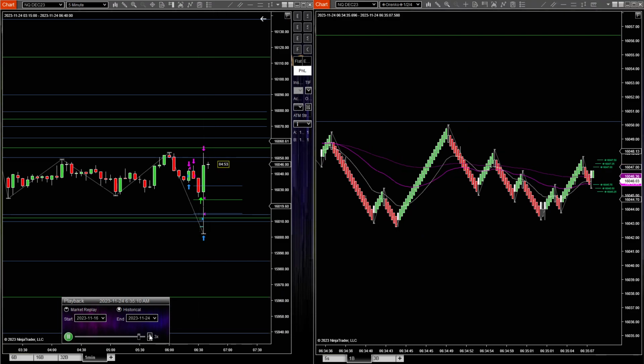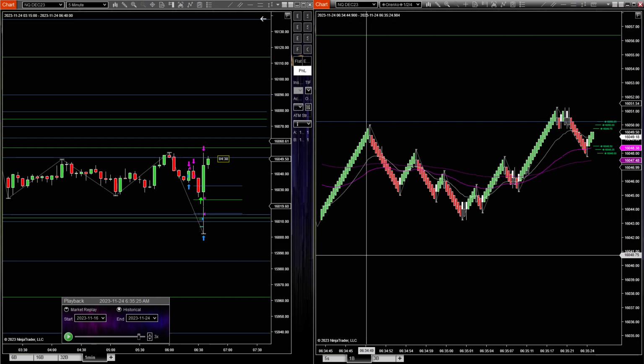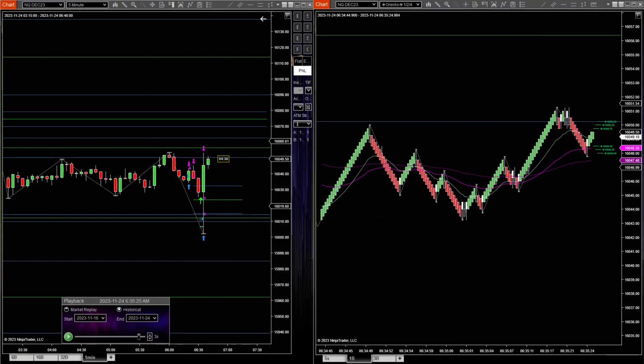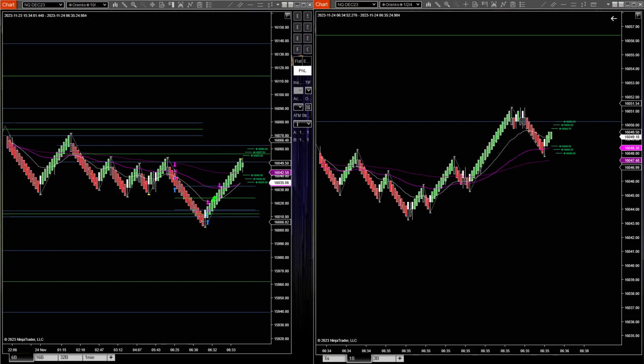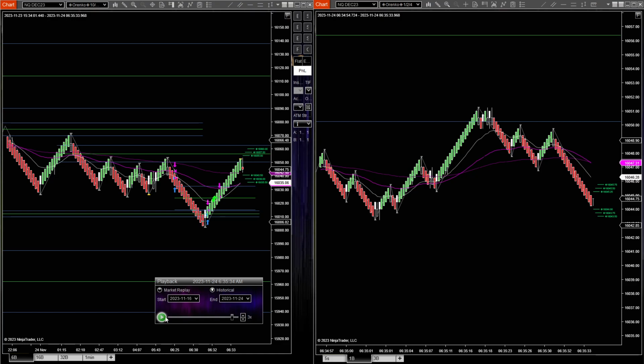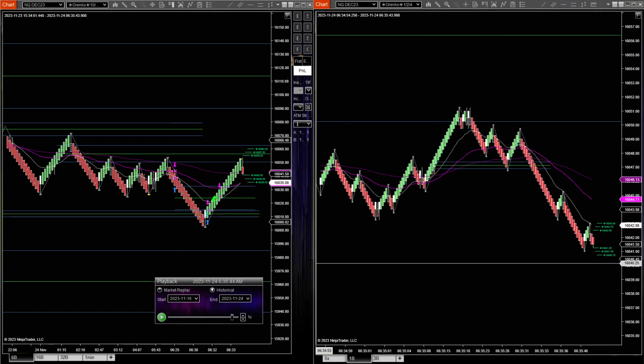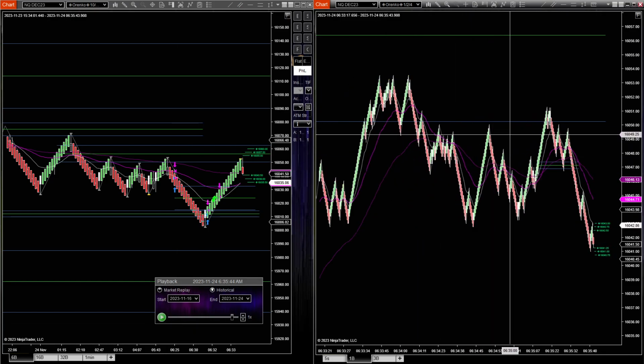An hour in. Bang, bang. Let's see where she goes from here. So we broke slow. Let's look to come up. Again. Double top.